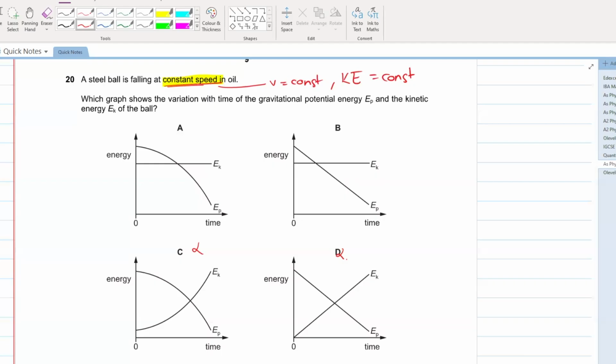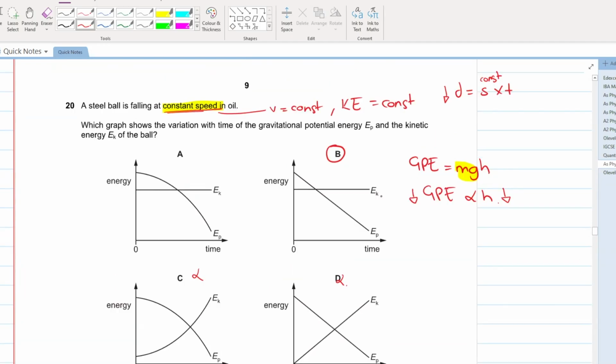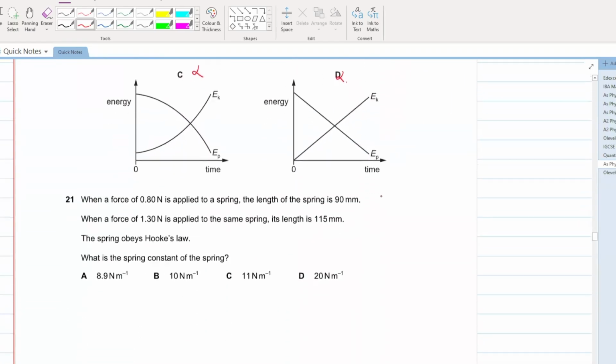Secondly, can you realize that gravitational potential energy is equal to what? mgh. Mass and gravitational field strength are constant. So gravitational potential energy is directly proportional to the height. So we will have a linear decrease of gravitational potential energy. As the height decreases, gravitational potential energy decreases linearly. B is your answer. Let's move ahead.